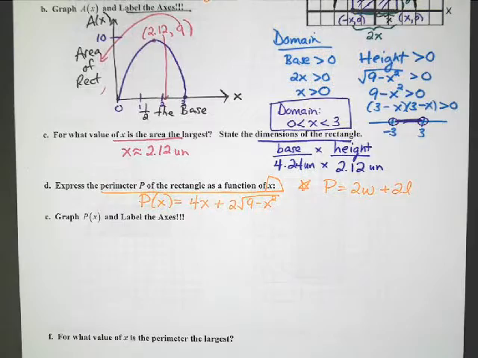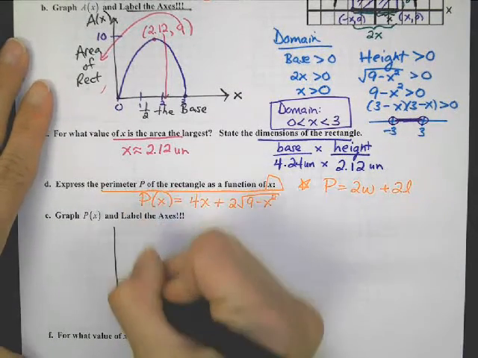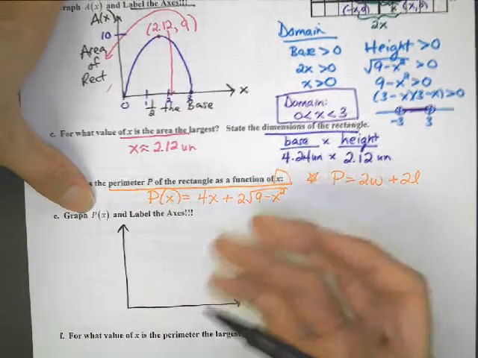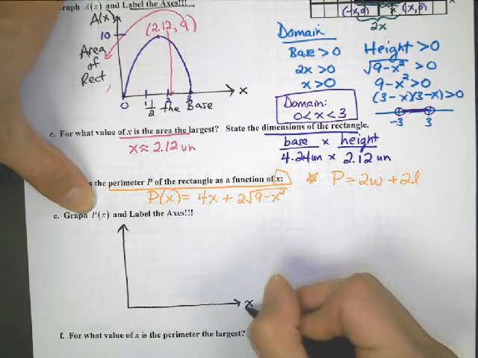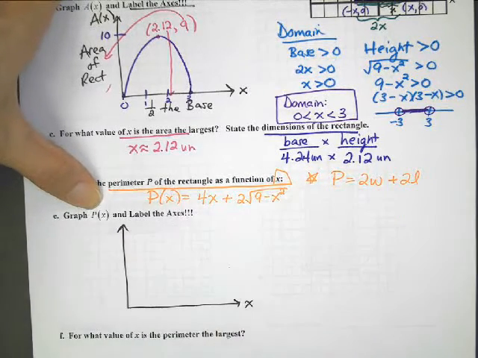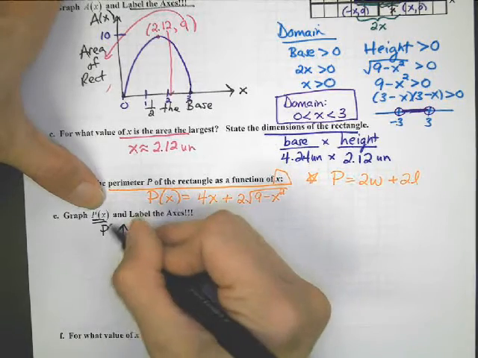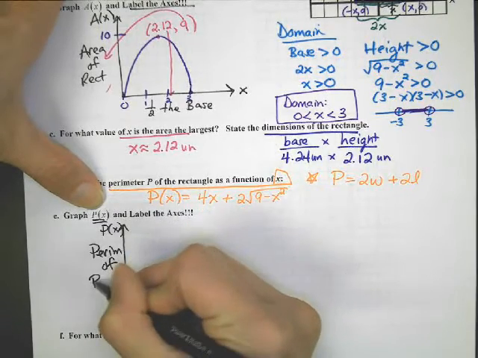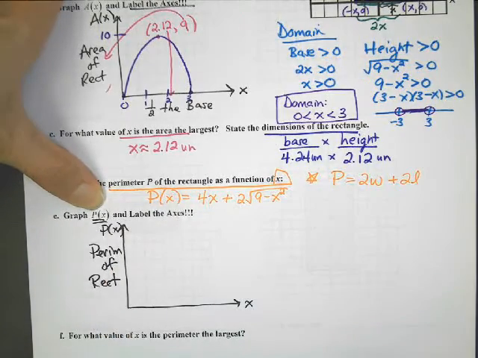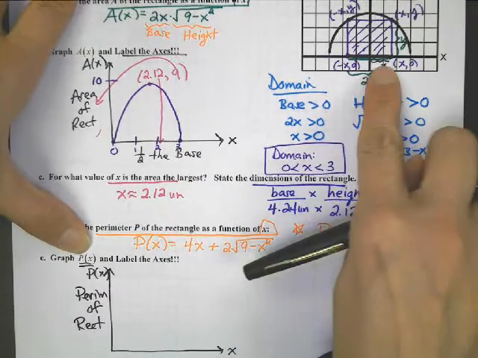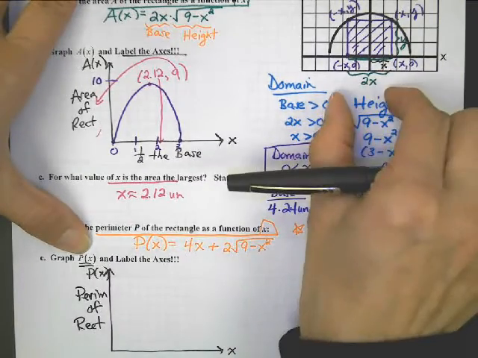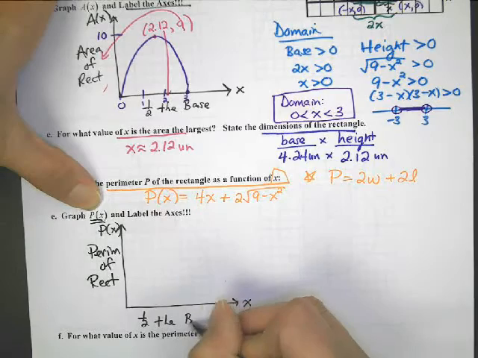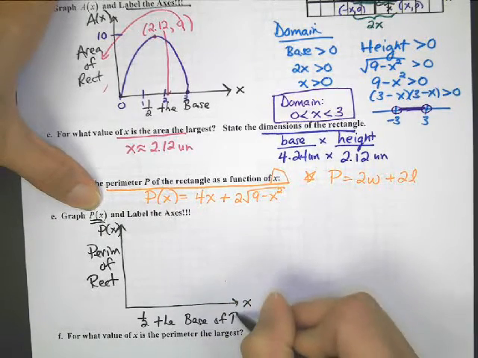Okay, let's graph P of x now. So now we're going to make a new graph, still using quadrant 1. But this graph is going to represent the perimeter. So is it x and y? Well, it's x, but it's not y, and it's not A of x. This equation is P of x. P of x represents perimeter of the rectangle. And x represents, well, x is the same. X is still there in my picture. It's not the base. It's still half the base of the rectangle.